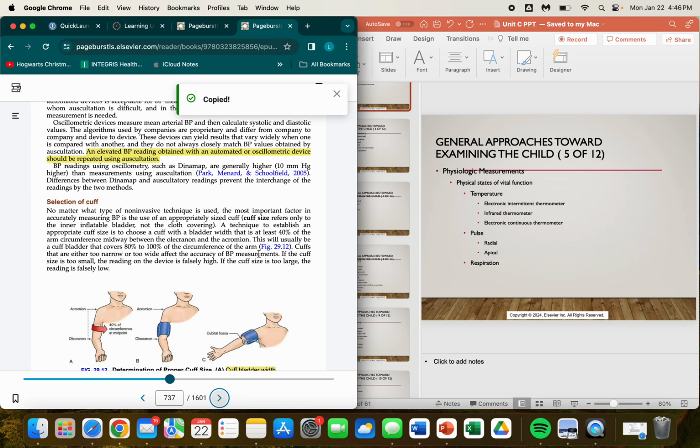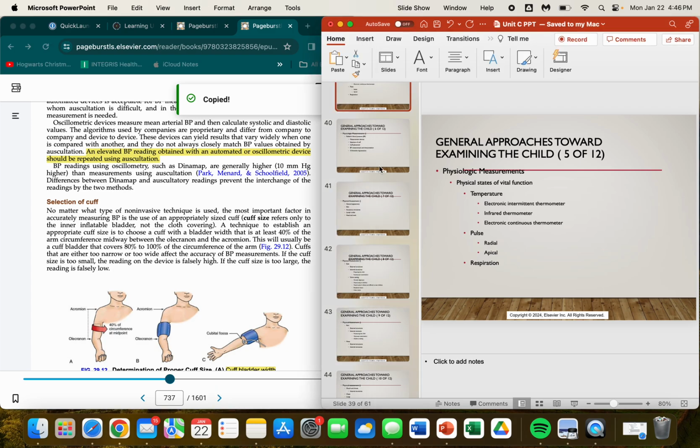If you get an off or abnormal blood pressure reading on a child, just note that you should always take that secondarily, manually, if you get it from an automated system like a machine.